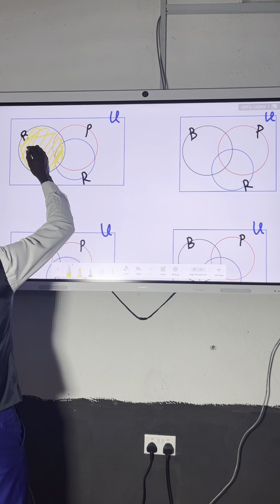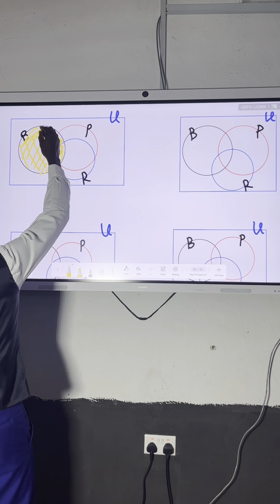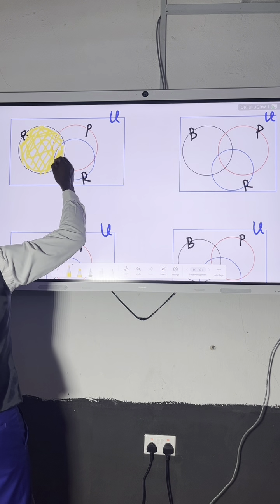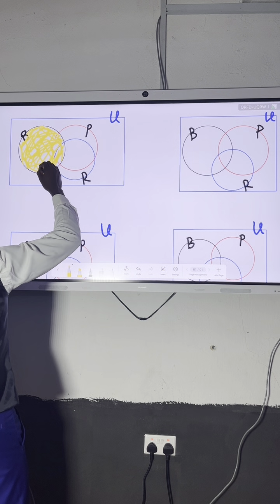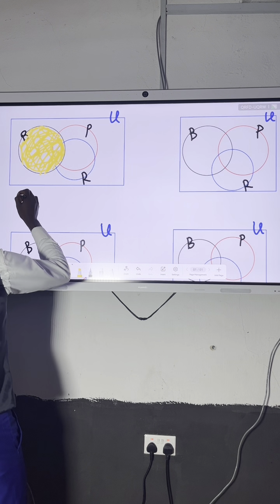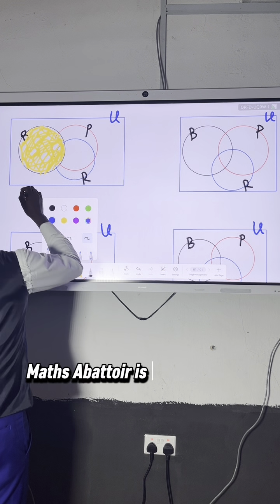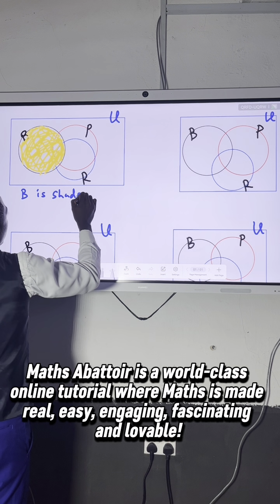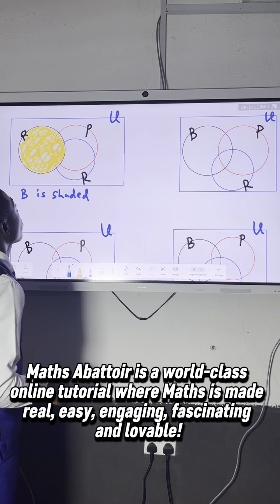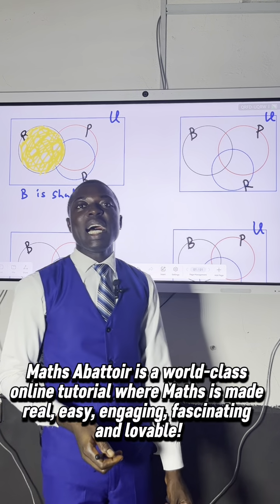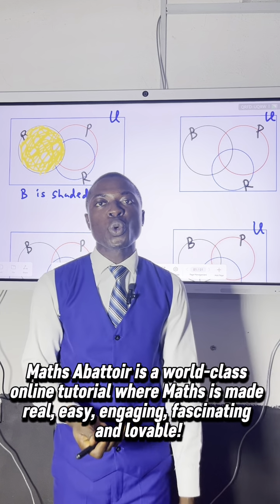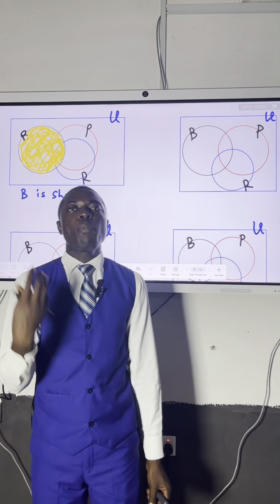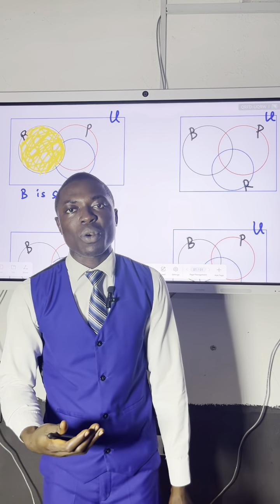They say we should shade the entire circle that contains B. Yes, this is the shading. So we can say that set B is shaded. Now B is shaded means that what? The circle passes through set B and cuts across a little part of set P and a little part of set R.